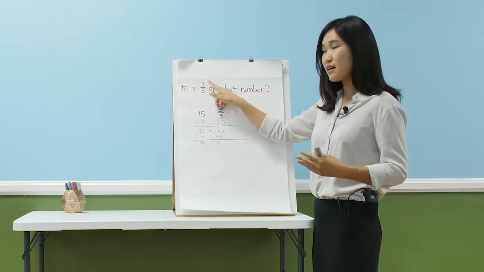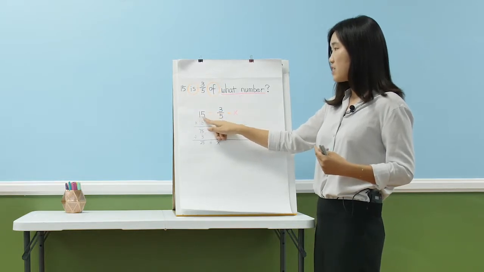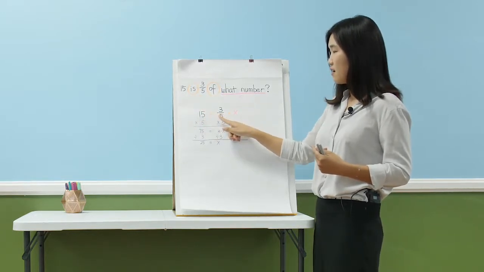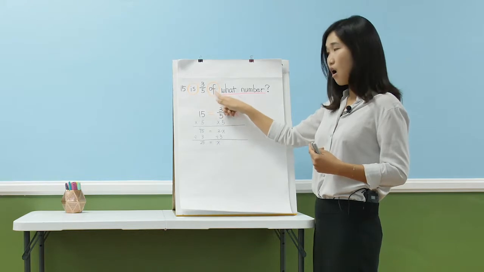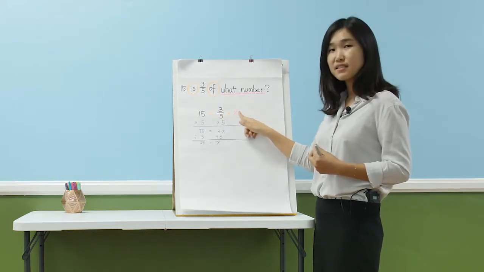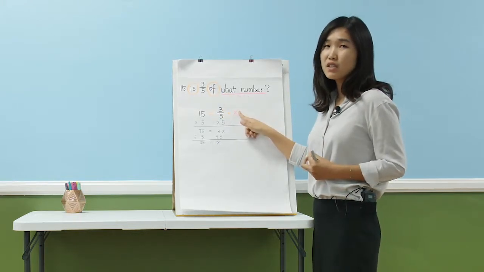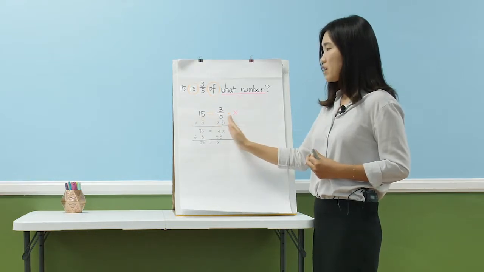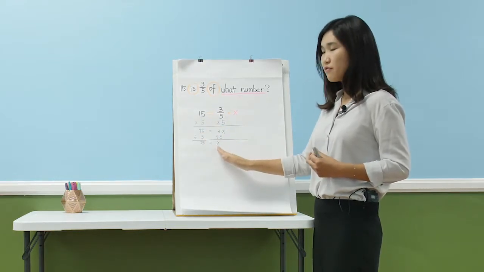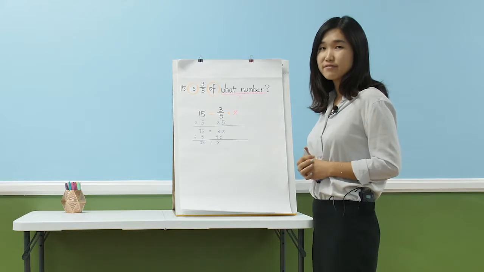When you translate them, you do this. 15 is 3/5 of an X. So then you start to solve it. You do exactly the same thing on both sides, and then you find X equals 25.